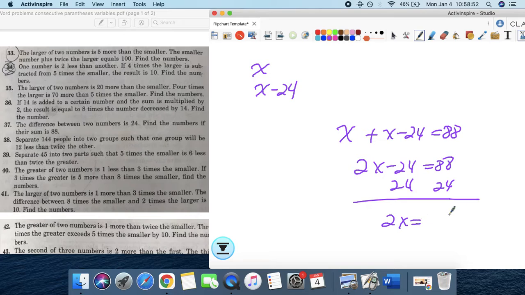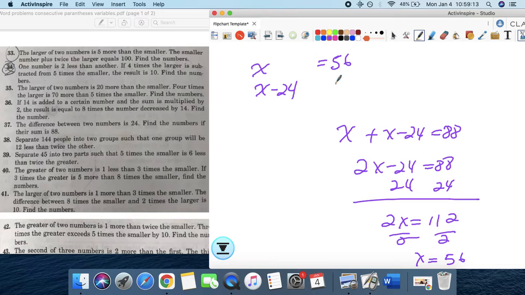And we get 2x equals 112. And divide both sides by 2. Divide both sides by 2. And x equals 56.